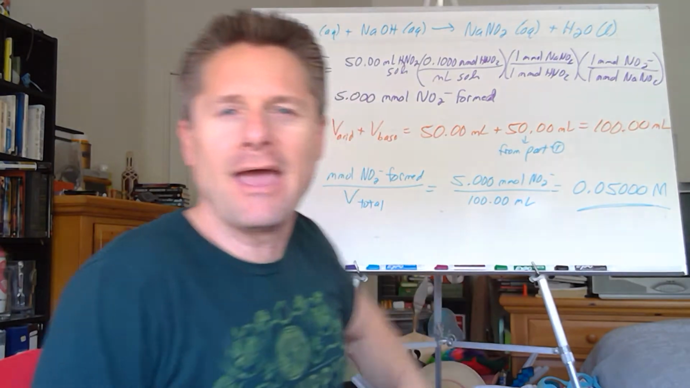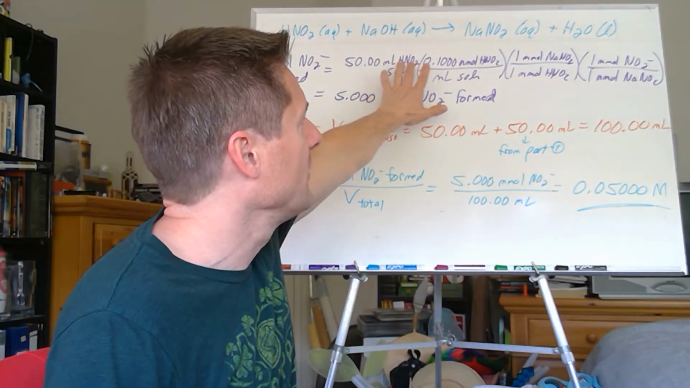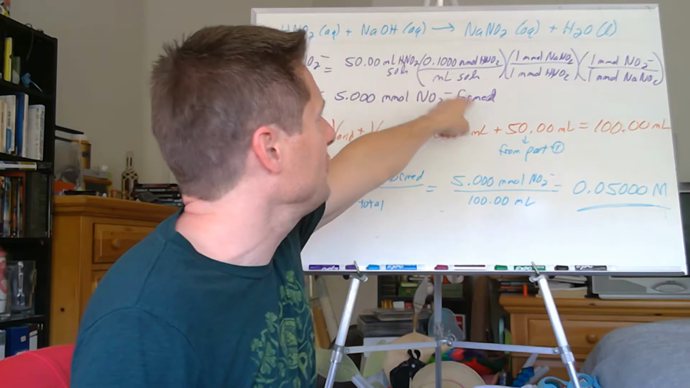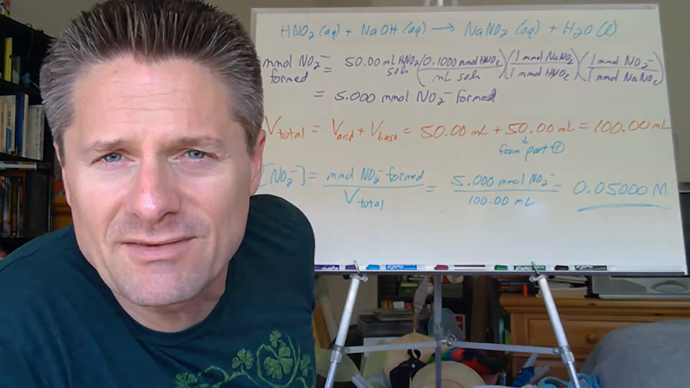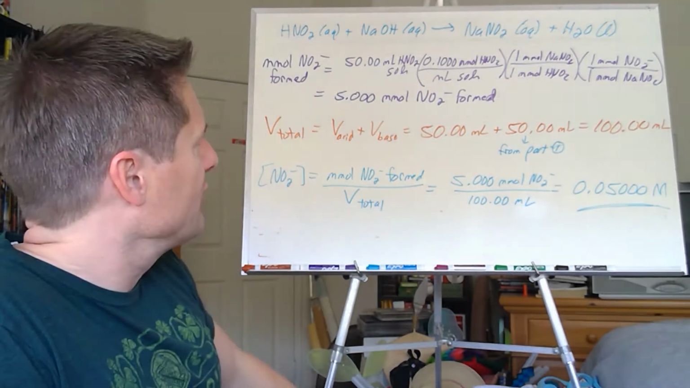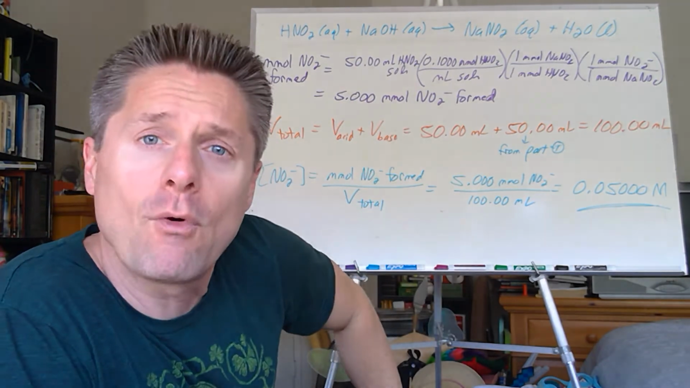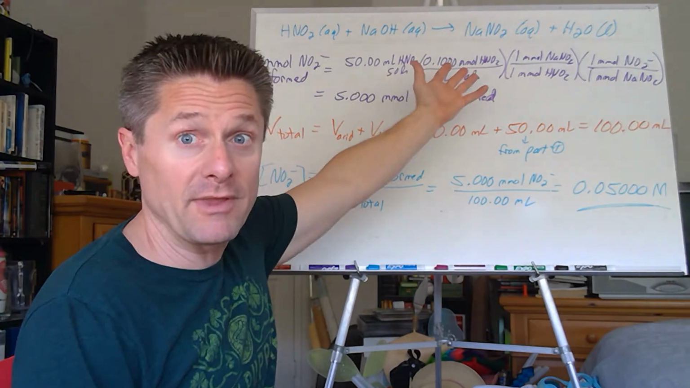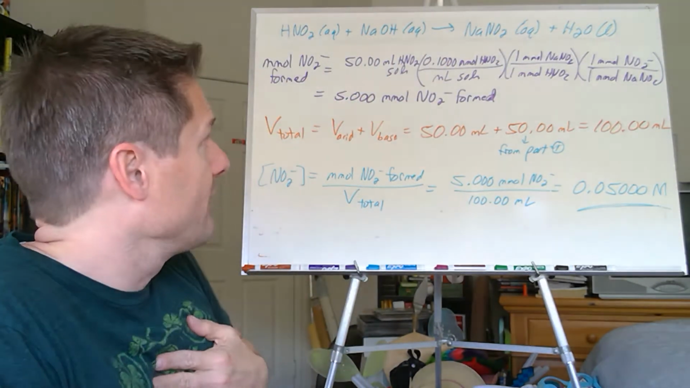You could do that in your head. So very easily, you could have just started with the 5.000 millimoles, understood it was a 1-to-1 ratio, and just gone, NO2 minus is going to be the same as that. You can be a little bit quicker if it's obvious for you on titrations. Well, we got 5.000 millimoles of NO2 minus that forms, as we didn't start with any, right? So we're going to get that based on what has been reacted on our left-hand side.